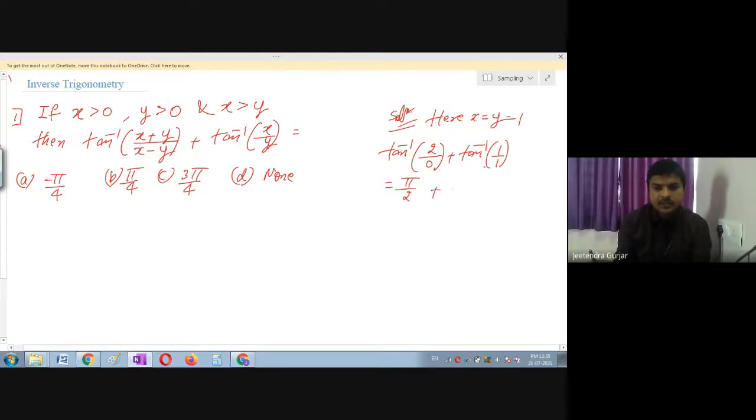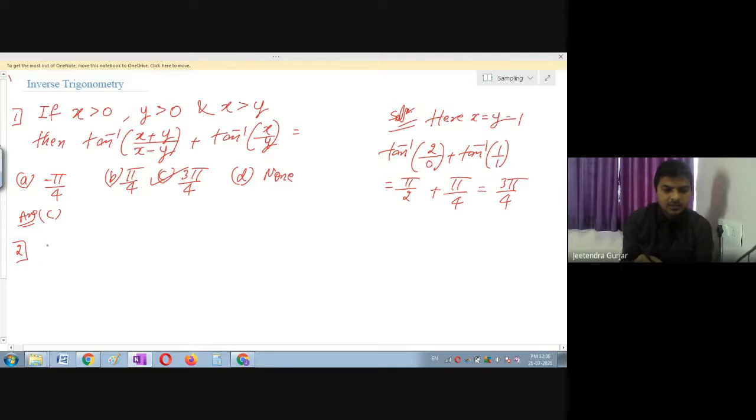Then plus tan inverse 1, which you already know is pi by 4. Simplifying, this becomes 3 pi by 4. So the answer here is C. Therefore you have to choose C. Let's go to the second example, students.